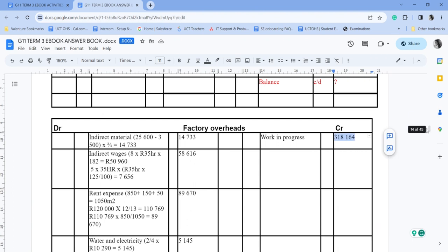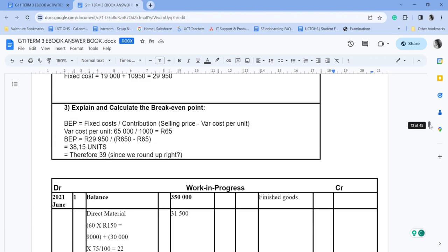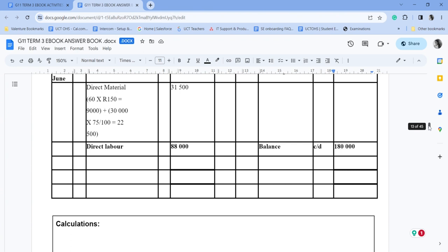Let me see if I can make things easier for myself and just copy and paste. Okay, you can't copy and paste when you're writing by hand. Sorry.